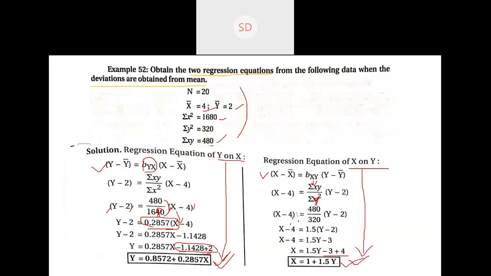Any doubts in this problem? Everybody understood? Okay, so that is all for the class for today.